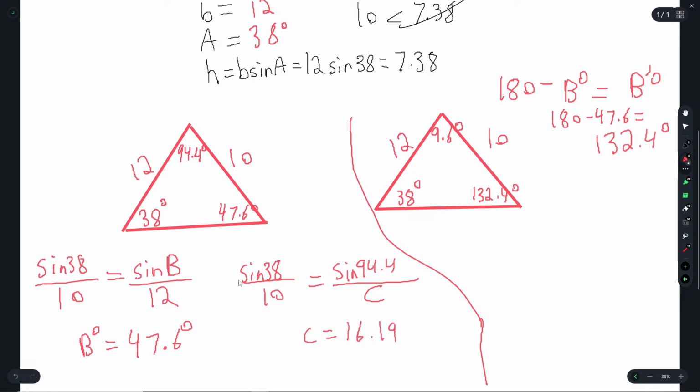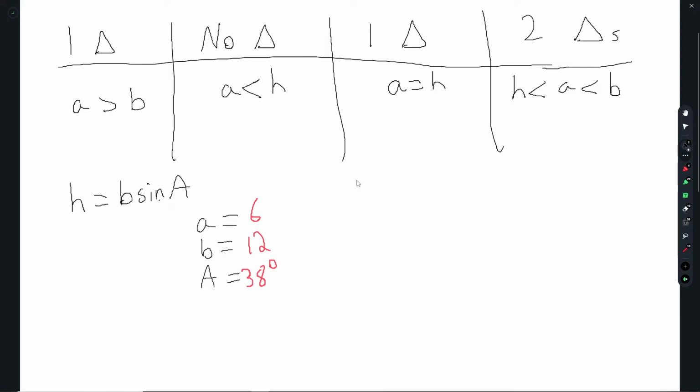So around 16.2. On the second triangle, we do sine 38 over 10 equals sine 9.6 over c. Again, we do the same thing on the calculator. So c is equal to 2.7. So this will be 2.7. And that's both triangles solved. Okay, let's move on to the next example.